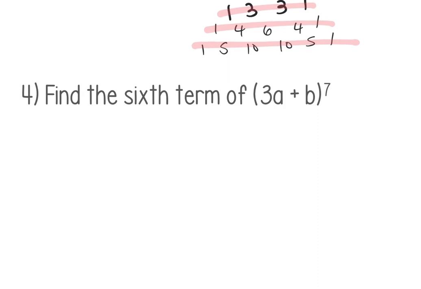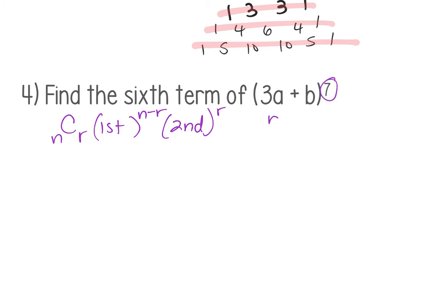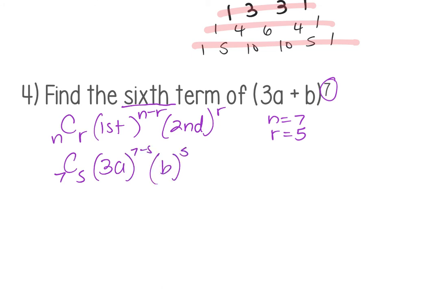So this is our second formula from this section, and we need to do nCr, the first term to the n minus r, and the second term to the r. So our n is the exponent, and the r would be 1 less than the 6th term, so r is what? 5. Good. So C(7,5). First term (3a) to the 7 minus 5, and second term b to the 5th.